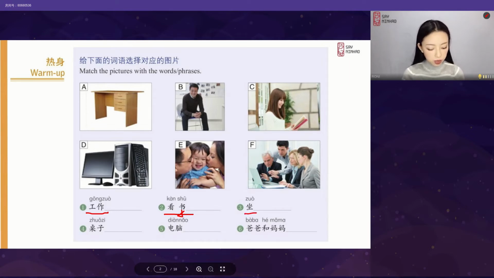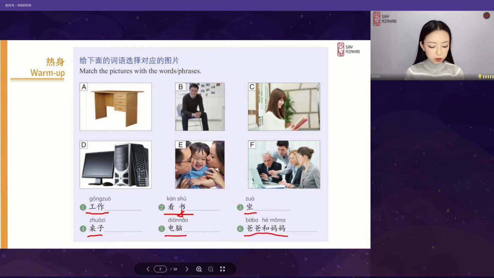Okay, next one is 坐. This one is a new one. It means to sit or to be seated. The next one is 桌子. This means desk. Next one is 电脑, which means computer.